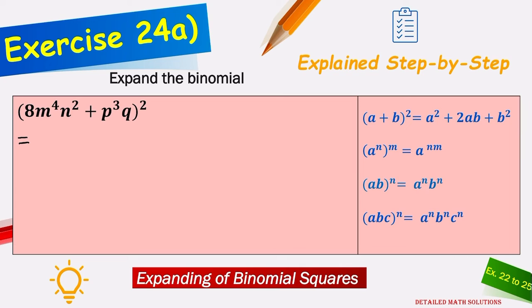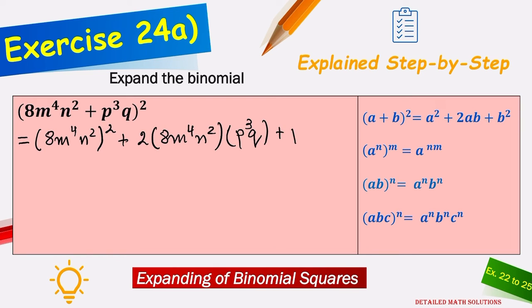Expand the binomial (8m^4 n^2 + p^3 q) squared. And again, we apply the formula for a binomial square. For the first term, we get (8m^4 n^2) squared plus 2 times the same term, 8m^4 n^2, multiplied by the second term p^3 q, plus the second term squared. Again, we need to distribute the exponent.